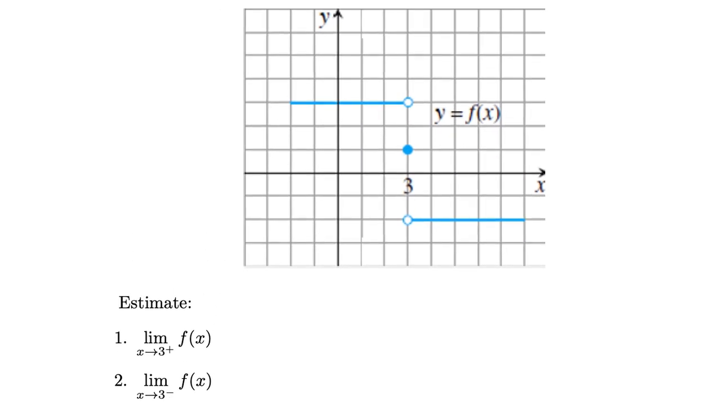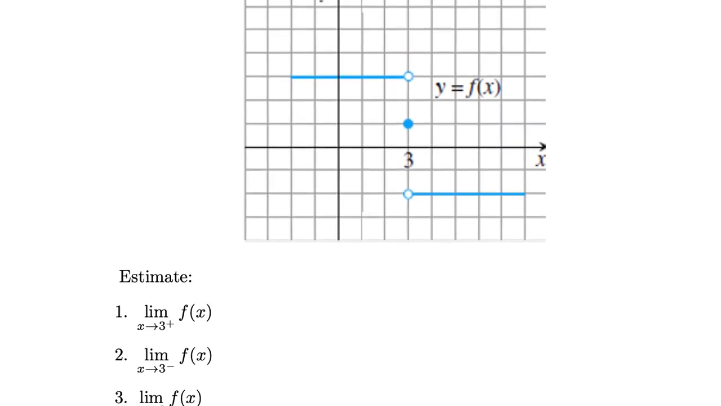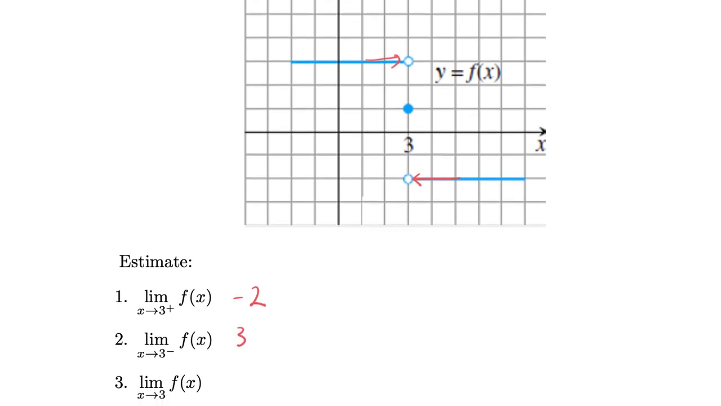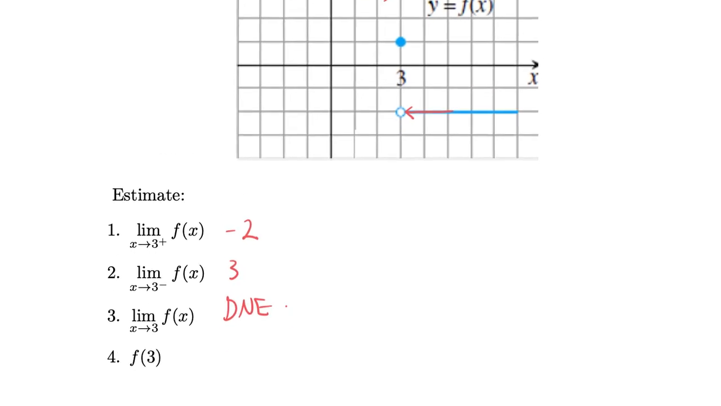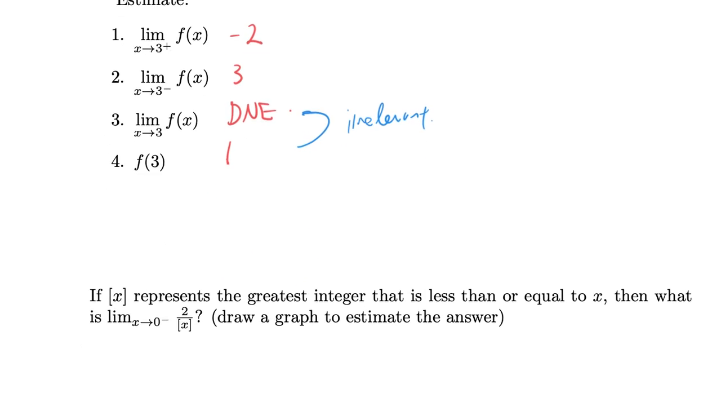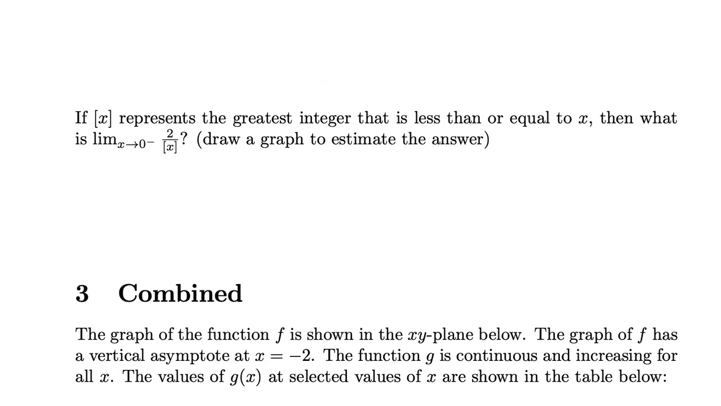Okay, this is the exact same. So here we have from the positive side, or from the right-hand side, that gives us -2. From the left-hand side, that gives us 3. The limit altogether would not exist, again, because they disagree. And the value of f itself is 1. So notice this again shows how the value itself is completely irrelevant to the limit itself.